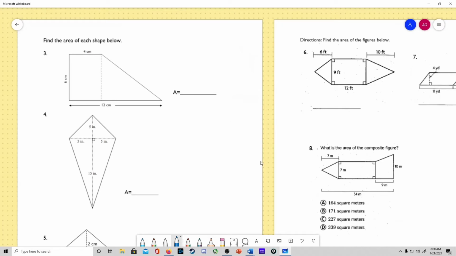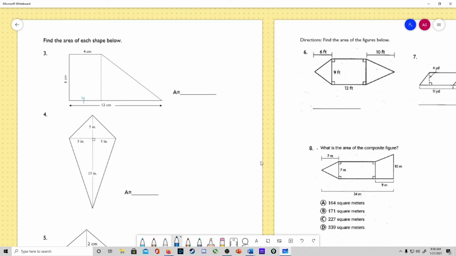And as we can see here, this shape is made up of two shapes. It's a rectangle and a triangle. So we can start labeling this because we need to get some piece of information. So we know if that's 4, then this bottom piece is 4.